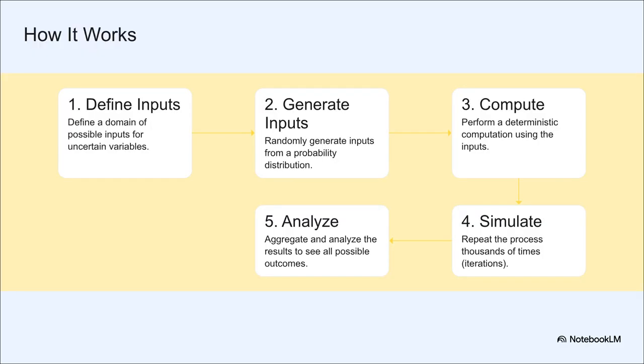The process itself is actually surprisingly straightforward. First, you define the range for your uncertain variables, like that material cost we talked about. Second, you randomly pick values from that range. Third, you run your calculation, like your project budget, using those random values. And then, this is where the magic happens. You do this thousands of times, and then you aggregate all the results. The cool part is, it doesn't give you one single answer. It gives you a probability distribution of all the possible answers.